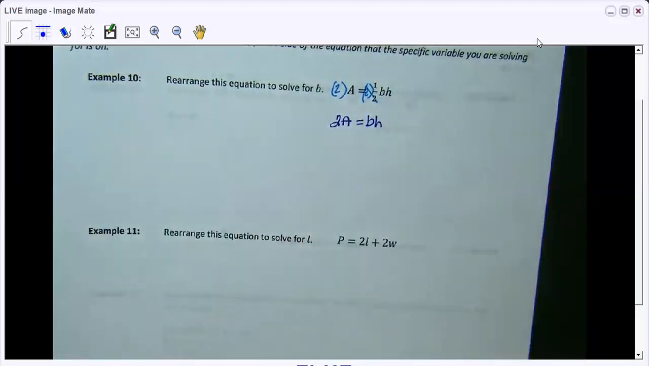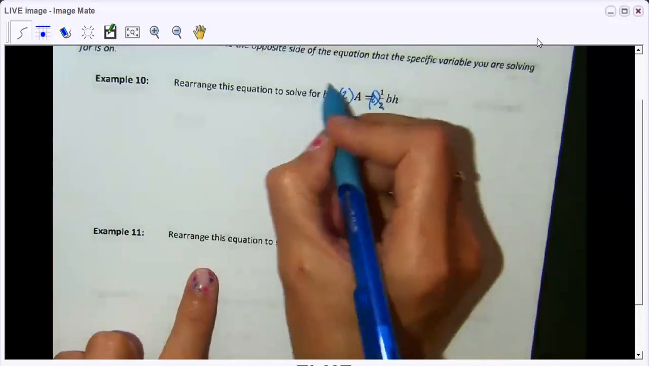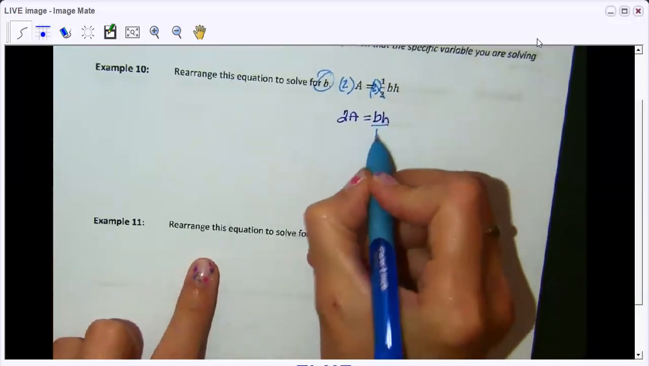Now, I want to stop there because I know a lot of you are just copying down, but maybe not fully understanding the process. So does anyone need any further explanation? I understand this. Okay, next step, we still need to isolate B. So we have to divide both sides by H.